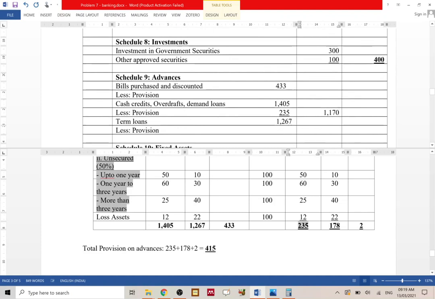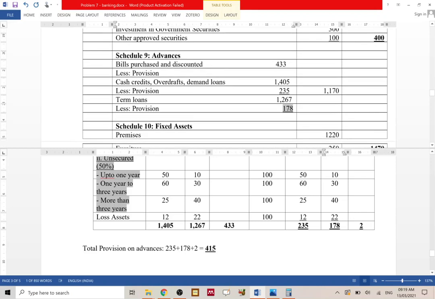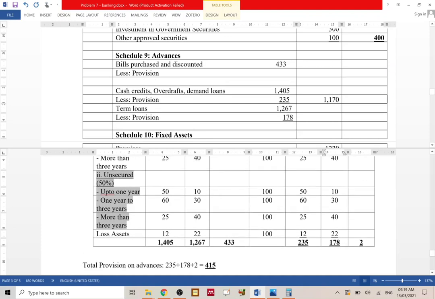Next, 178 is the provision on term loans. So term loans is 1267 opening balance, provision is 178. In the outer column, just leave some spaces here so that we don't confuse the totals. In the outer column, the total of these two is 1089. Done?